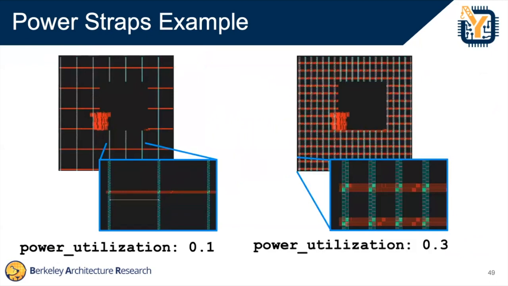And here's an example of how this works. You can just change one number and you immediately get a new DRC clean valid power straps implementation. You change that power utilization from 0.1 to 0.3, and here's an Innovus view of your circuit. You can see at utilization 0.1, these are very sparse straps. At 0.3, the straps become a lot more dense. There are different cases in which you might want either one, depending on your IR drop spec and how much power you expect to be dissipated.